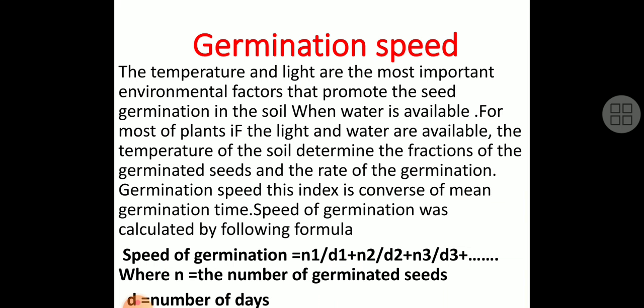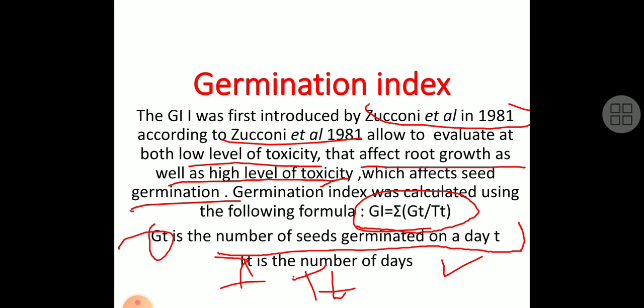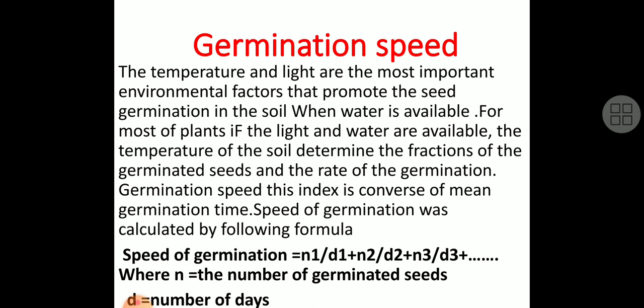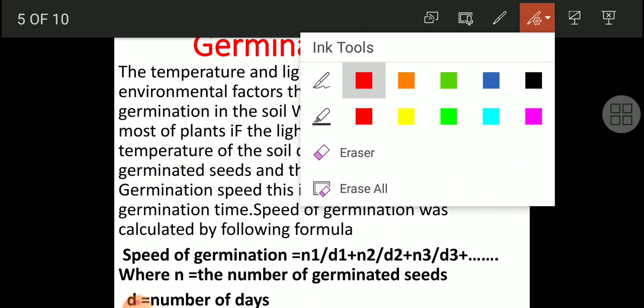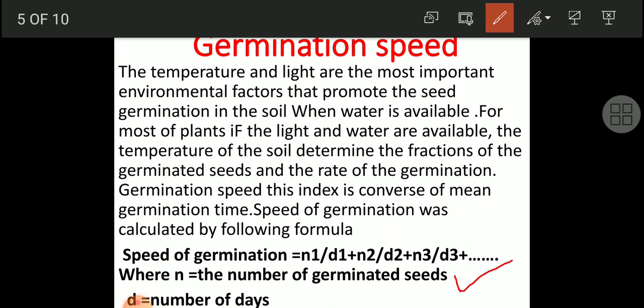Now the germination speed formula. The speed of germination of the seed we can calculate with the help of N1 divided by D1 plus N2 divided by D2 plus N3 divided by D3 and so on, where N is the number of germinated seeds.